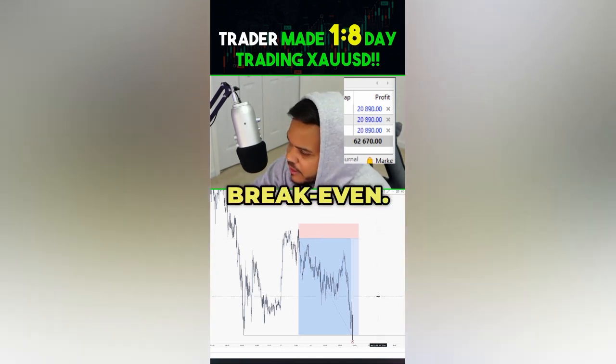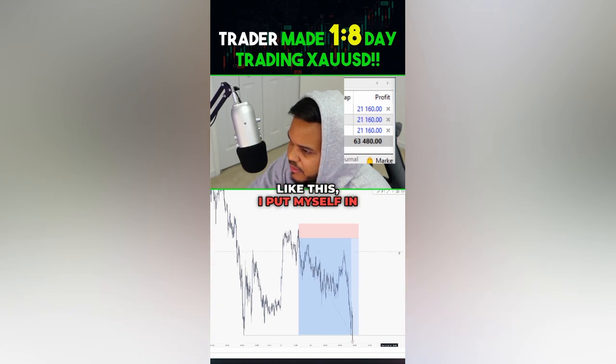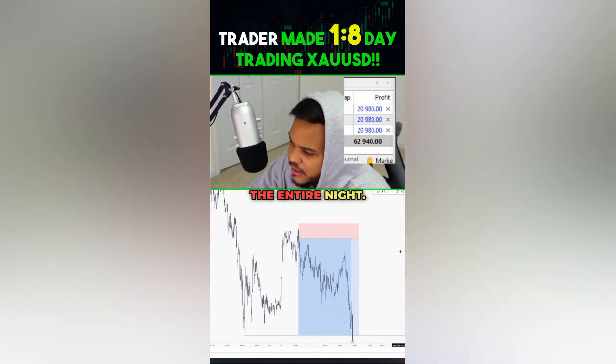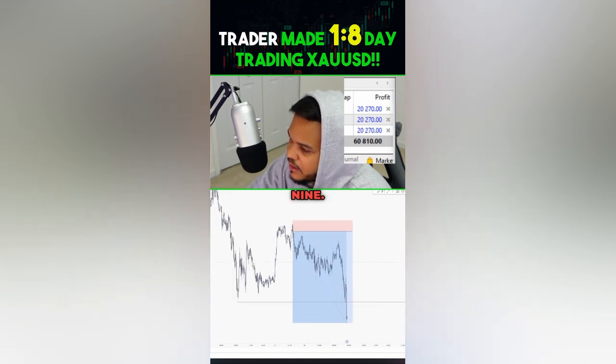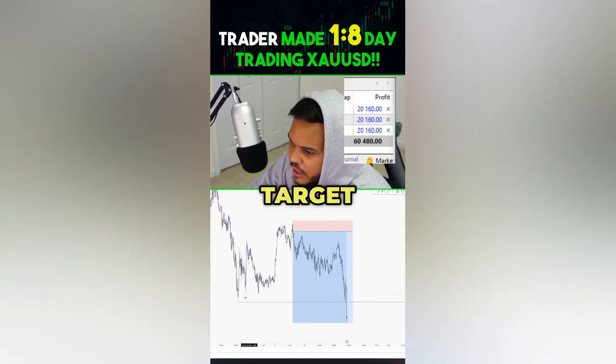Of course, I was break even. Once I saw market dropping like this, I put myself in break even and then let it play out the entire night. Right now, I'm more than 1-6. I think I'm 1-8 on this trade, almost 1-9. I'm gonna close my trade, of course. I think my target was a swing low here in the 4 hour. Already went through it. So, yep.